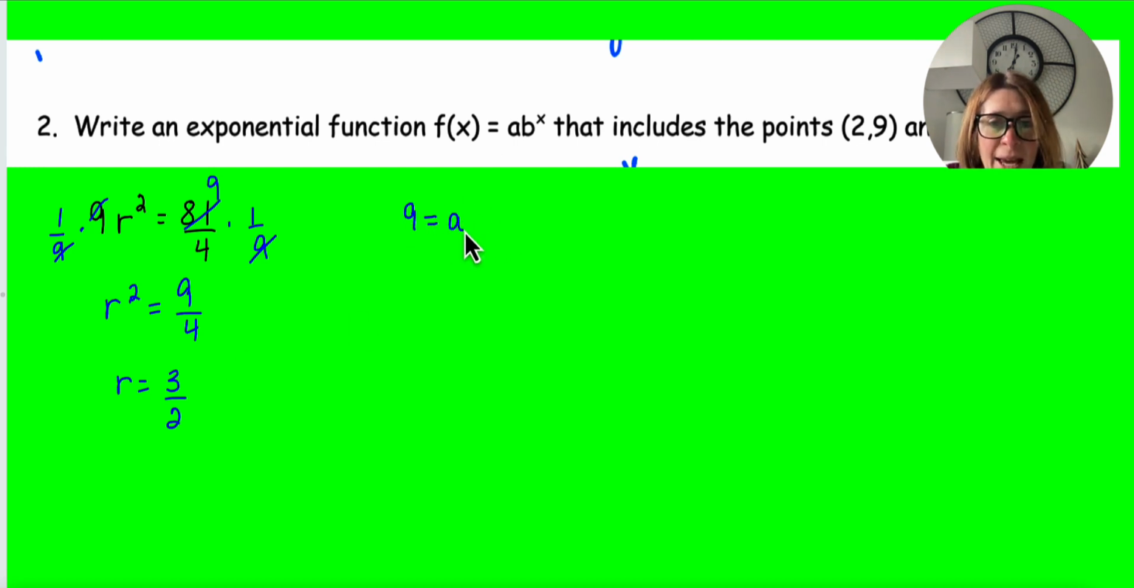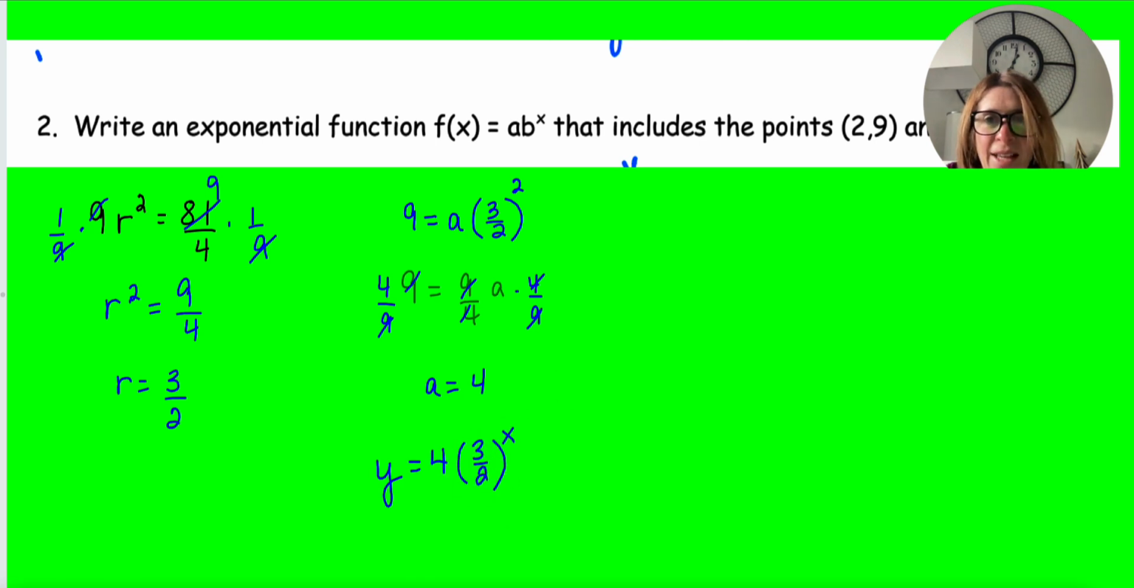9 equals a times r, which is the same thing as b, 3/2 to the 2 power. So that would give me 9 equals 9 over 4a. All right, and multiply both sides by 4/9. And so I would get a is 4. If a is 4, then my equation is y equals 4 times 3/2 to the x.